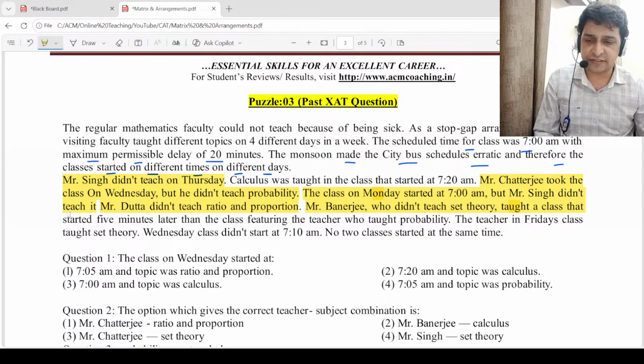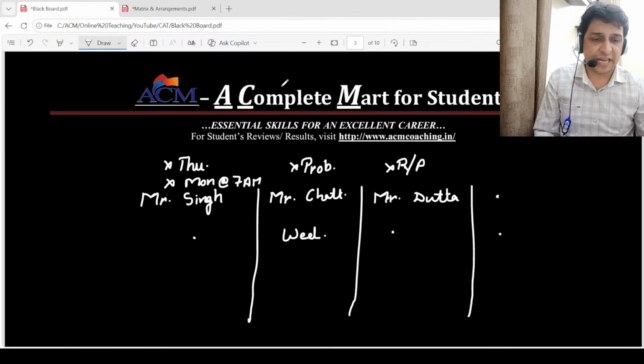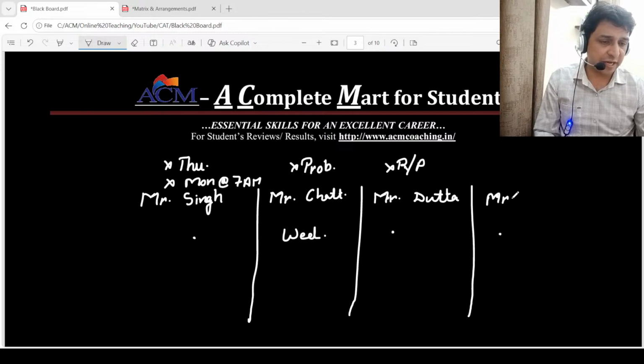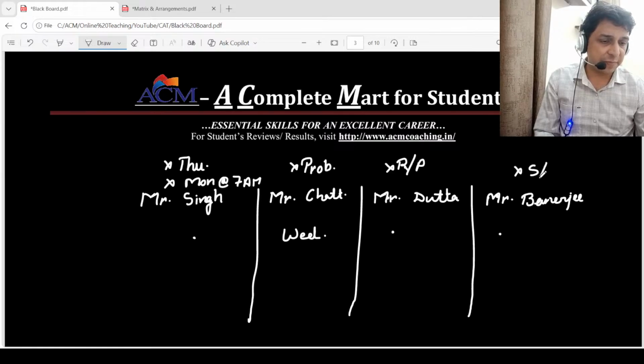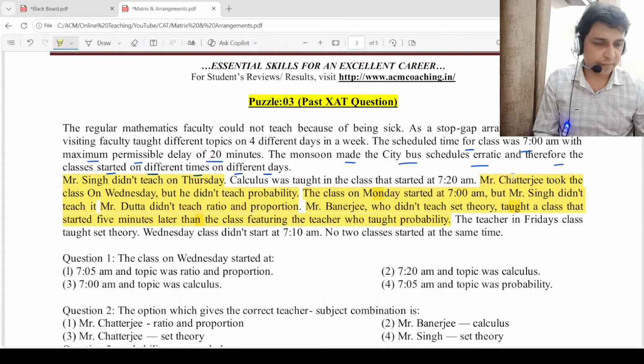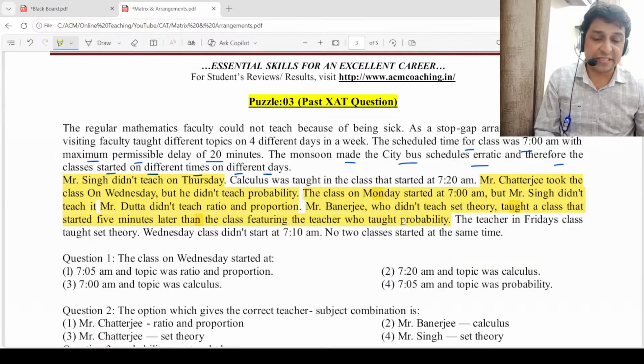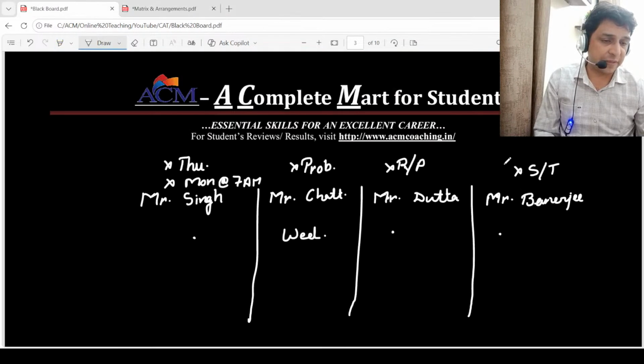He taught a class that started 5 minutes later than the class featuring the teacher who taught probability. So the last name we have Mr. Banerjee. So we got all the four names now. Now Mr. Banerjee did not teach set theory, put a cross here. So we are writing maximum information so we can solve it. Taught a class that started 5 minutes late of the probability. That means this class gonna start at probability plus 5 minutes. That means this gentleman also did not teach probability.